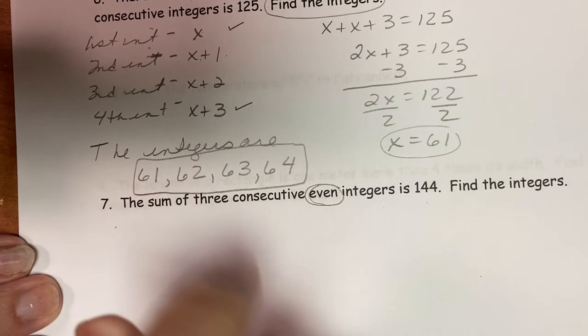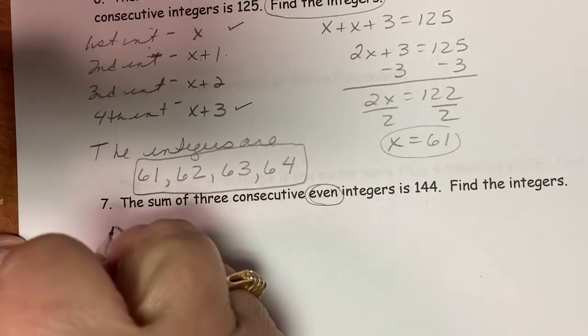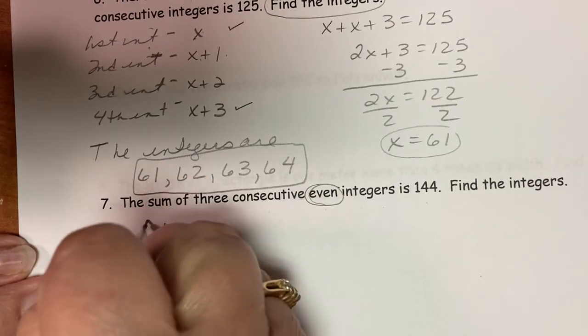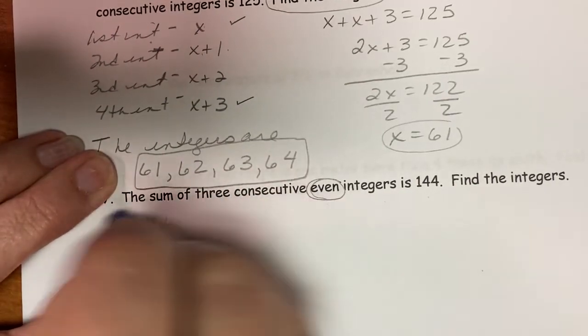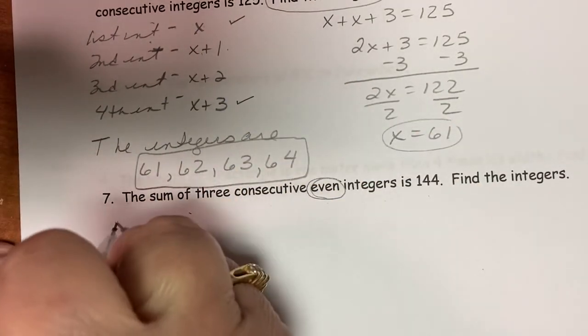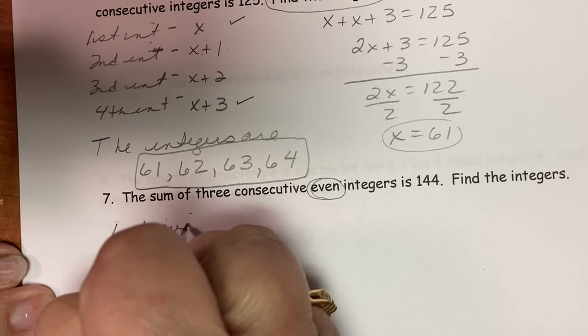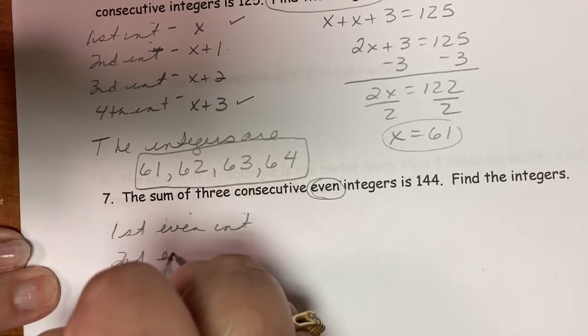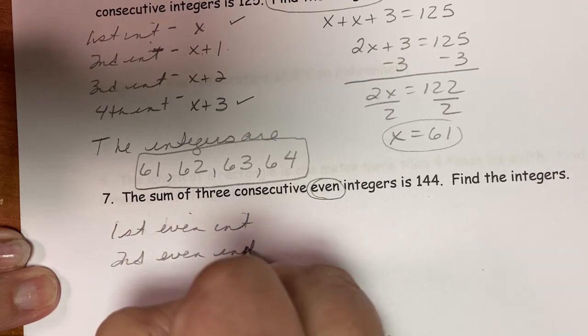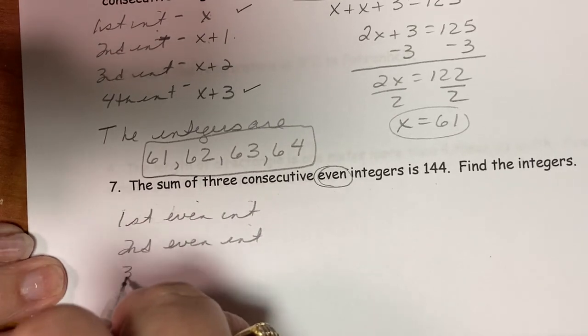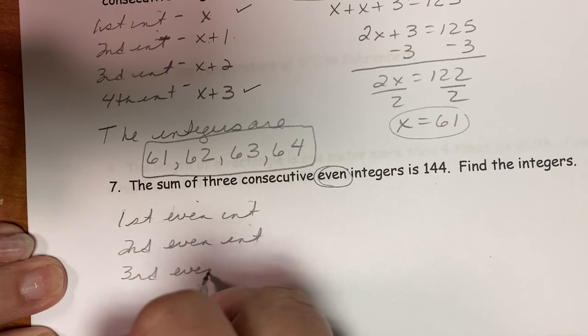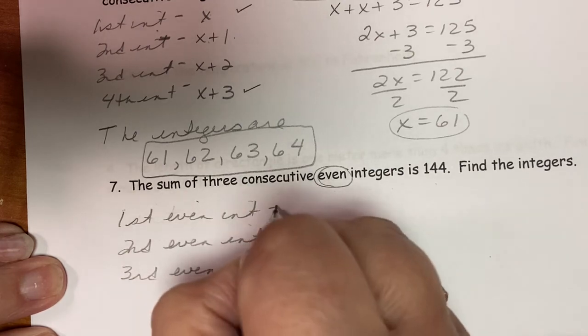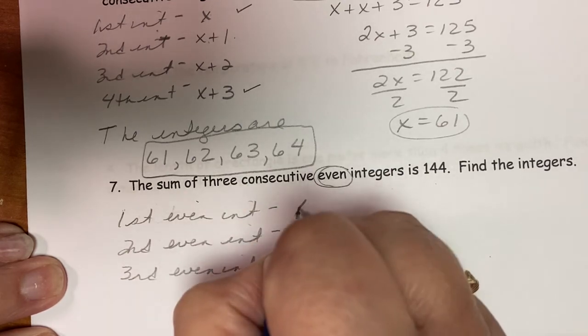So we're going to have the first even integer, the second even integer, and the third even integer. And again, what does the first one have to be? It has to be x.